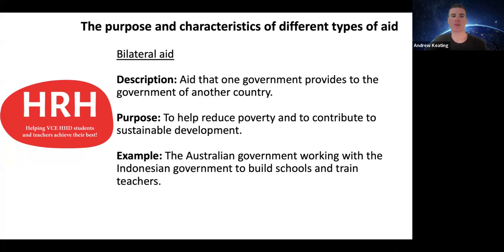The next type is bilateral aid. So this is aid that one government provides to the government of another country.